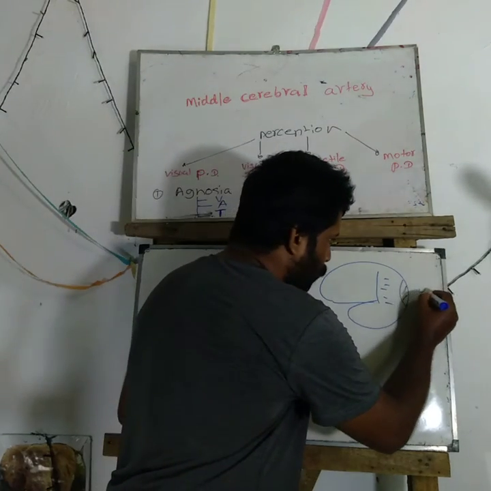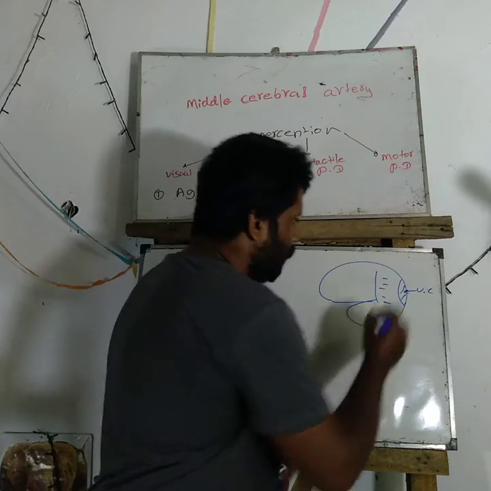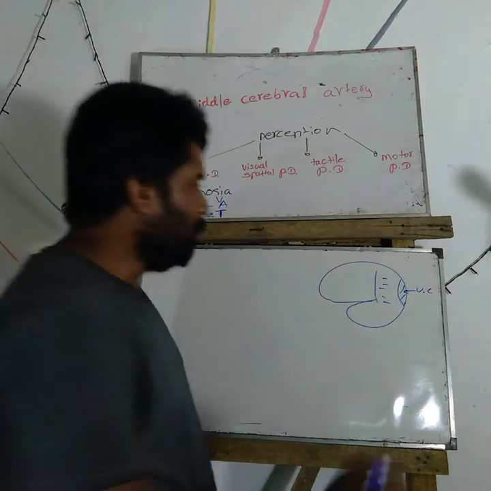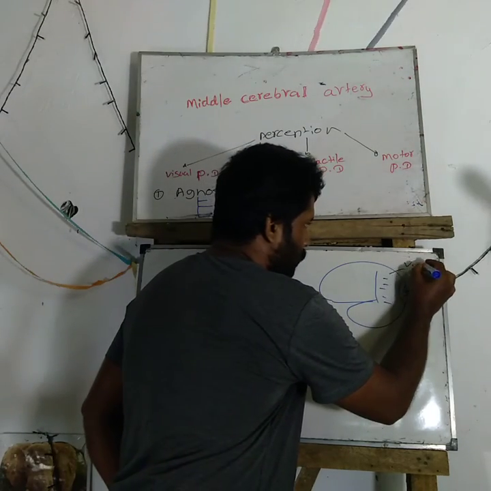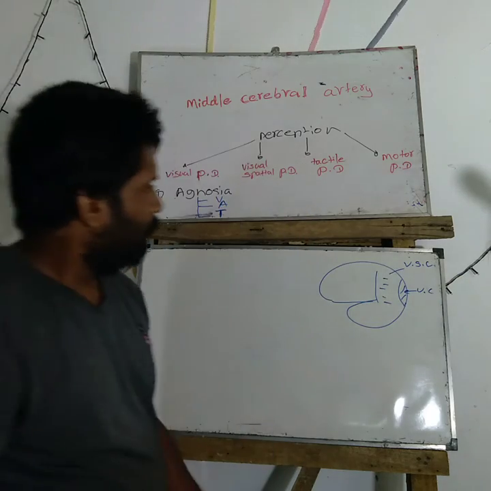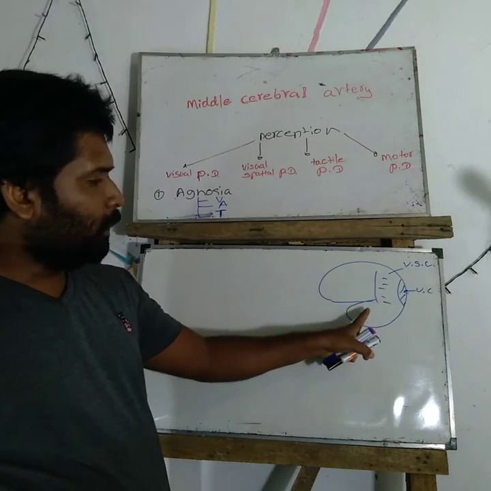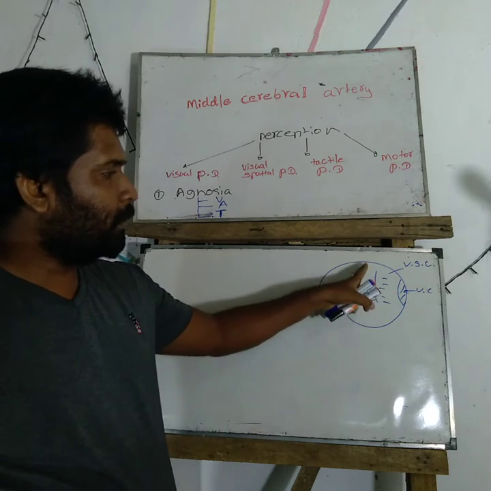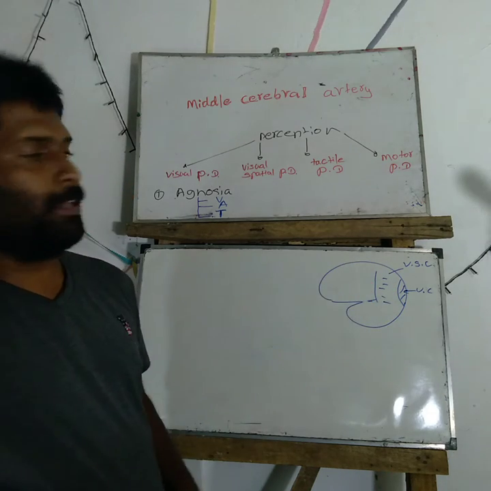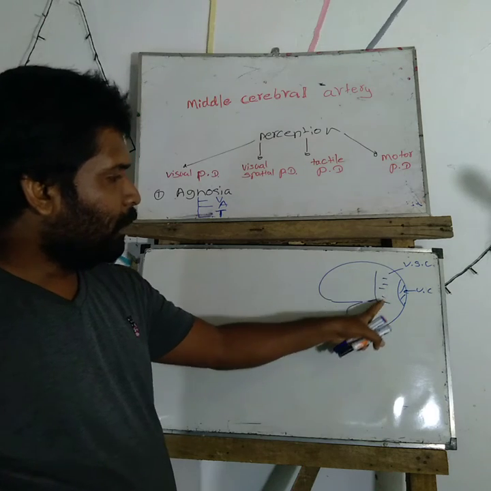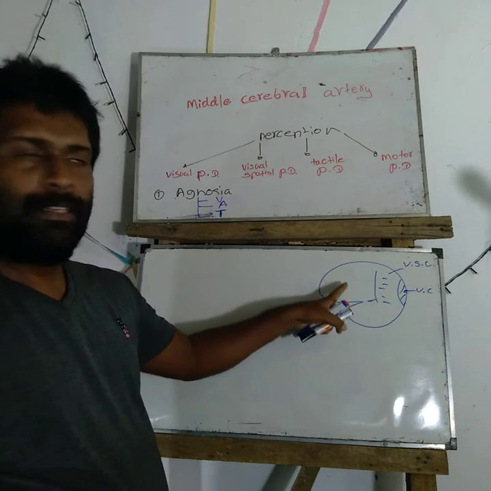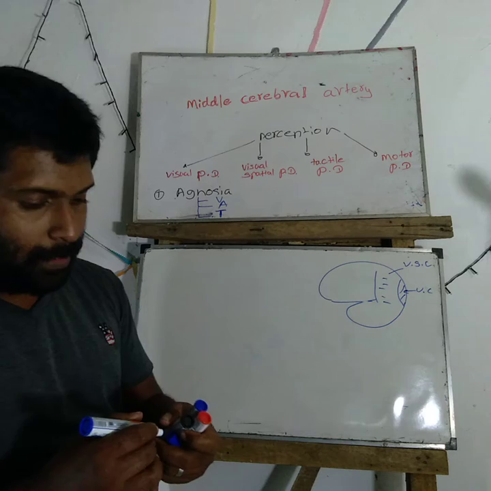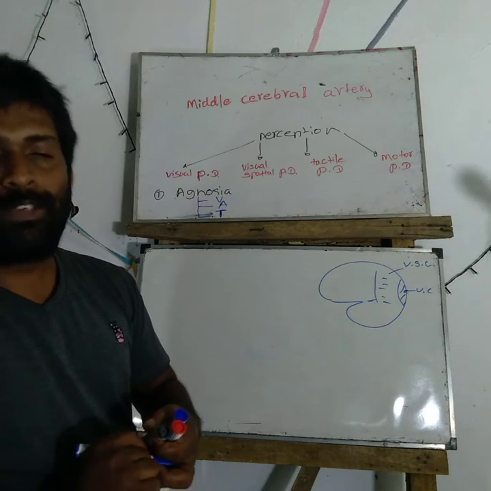This is the visual cortex, and this is the visual supplementary cortex. Visual connects to some form of auditory side, and visual connects in some form to the sensory area. When this area is damaged, the patient has visual agnosia.